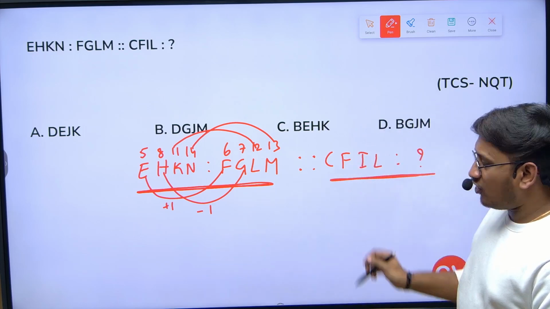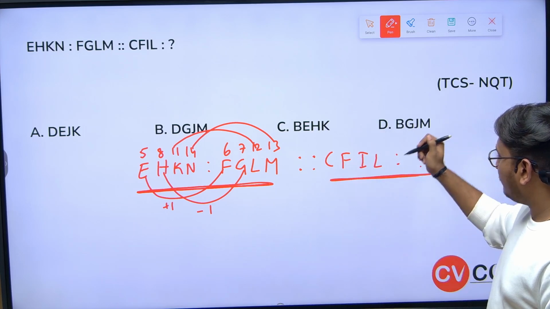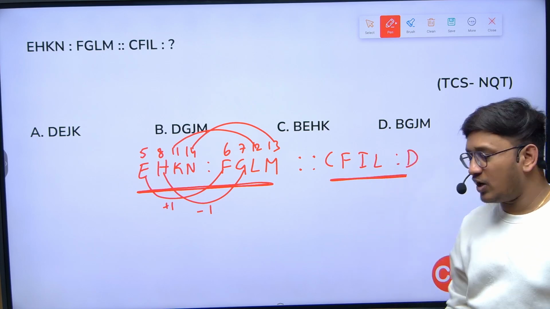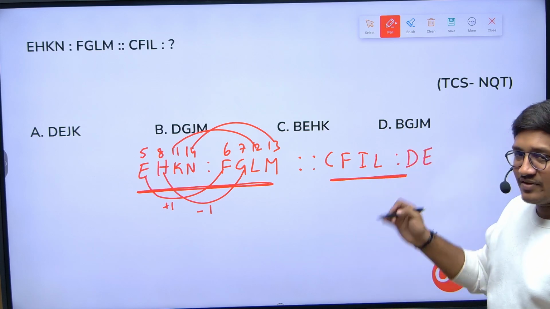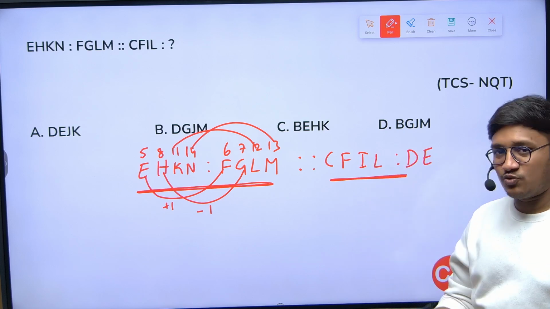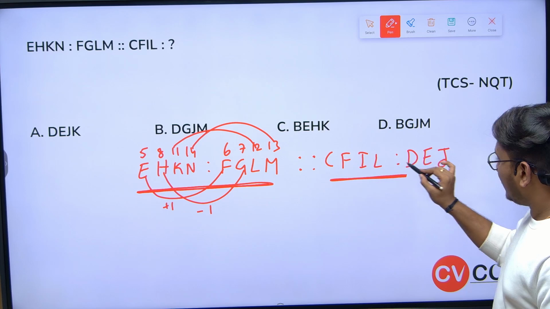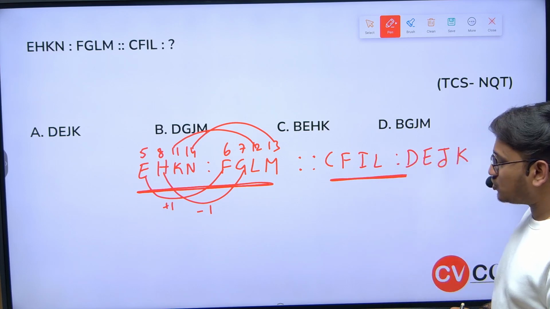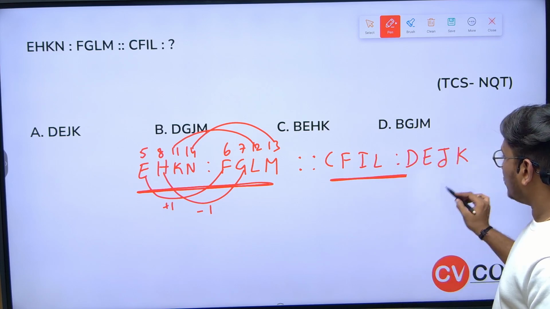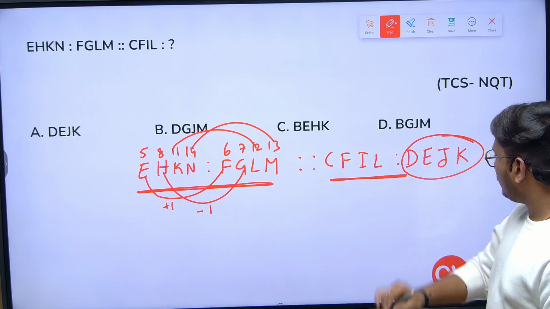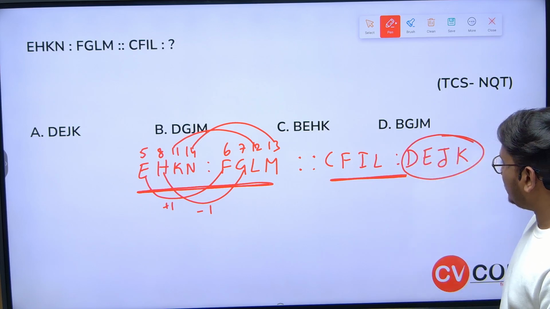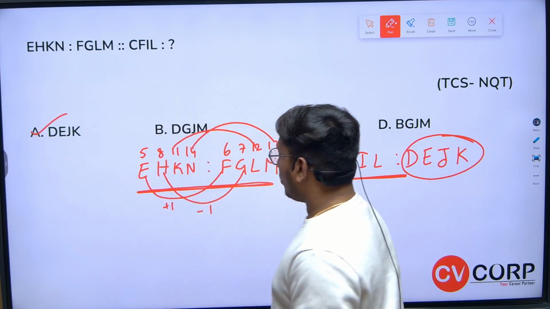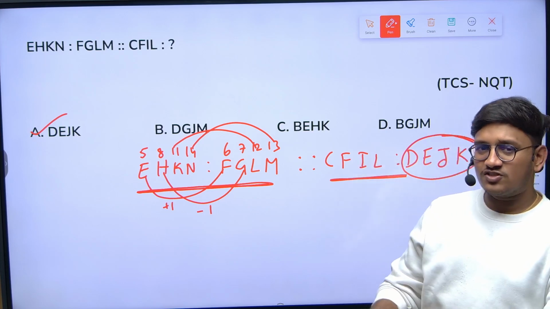So if you follow the same, C plus 1 will be D. F minus 1 is E, right? Next, I plus 1 means J. L minus 1 is K. So L is 12, minus 1 is 11, and 11 means K. So the word we are looking for is D, E, J, K. The answer is option A. The logic is plus 1, minus 1, plus 1, minus 1.